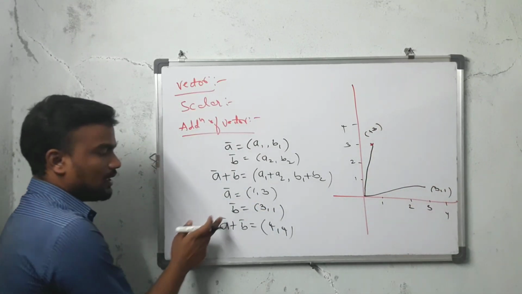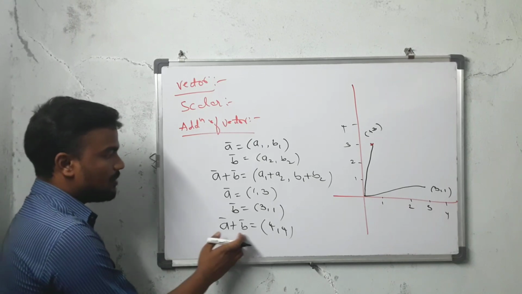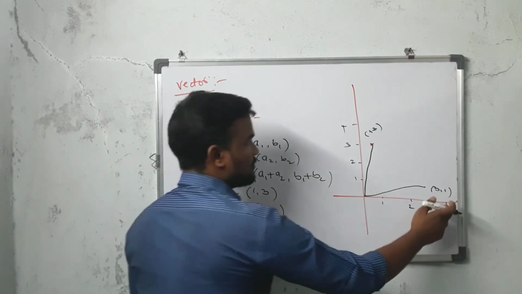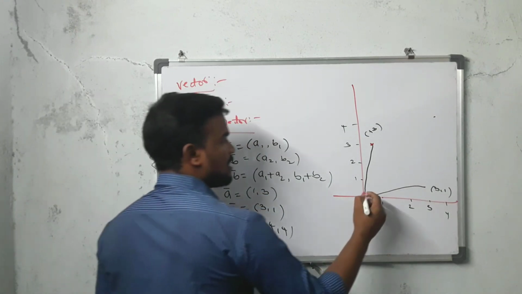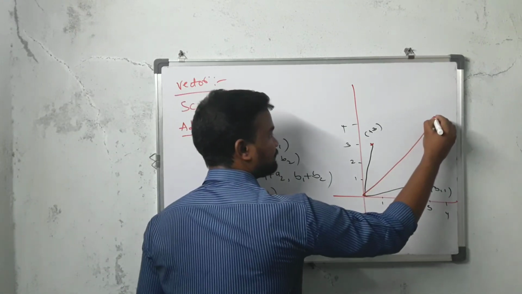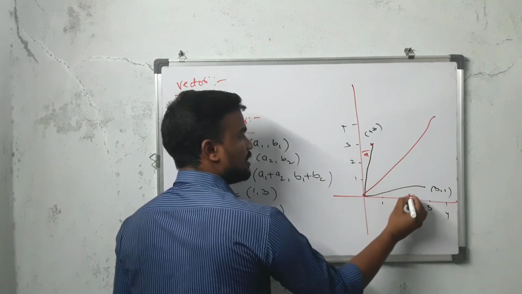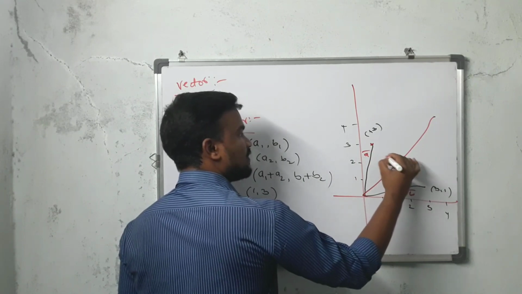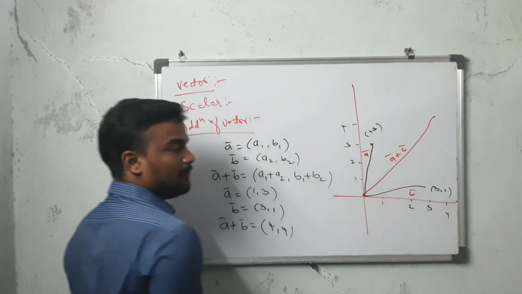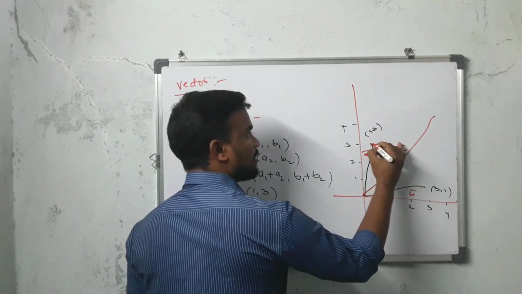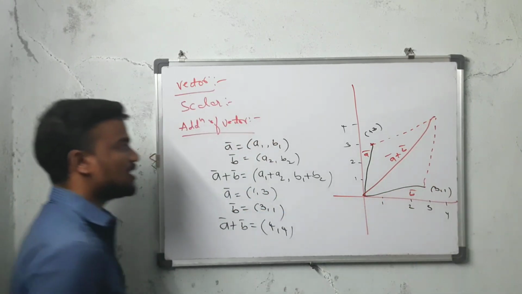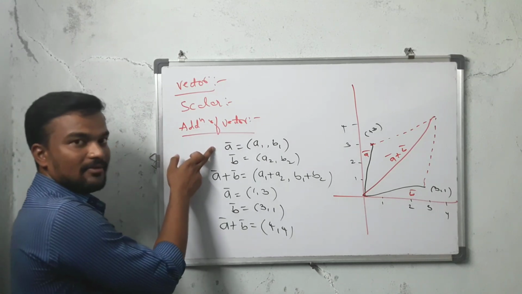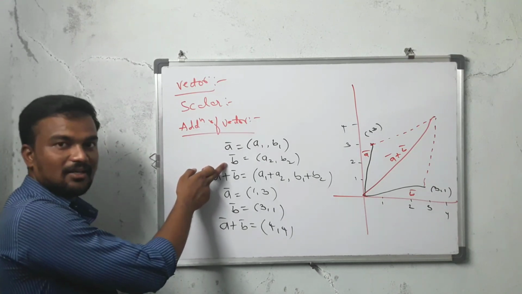If we add the two vectors, what is the result? A bar plus B bar is equal to 4 comma 4. This is the value 4 comma 4. It is the addition of the vectors. This is A bar, this is B bar, and this one is A bar plus B bar. So A bar is a vector in two-dimensional, and B bar is a vector in two-dimensional.